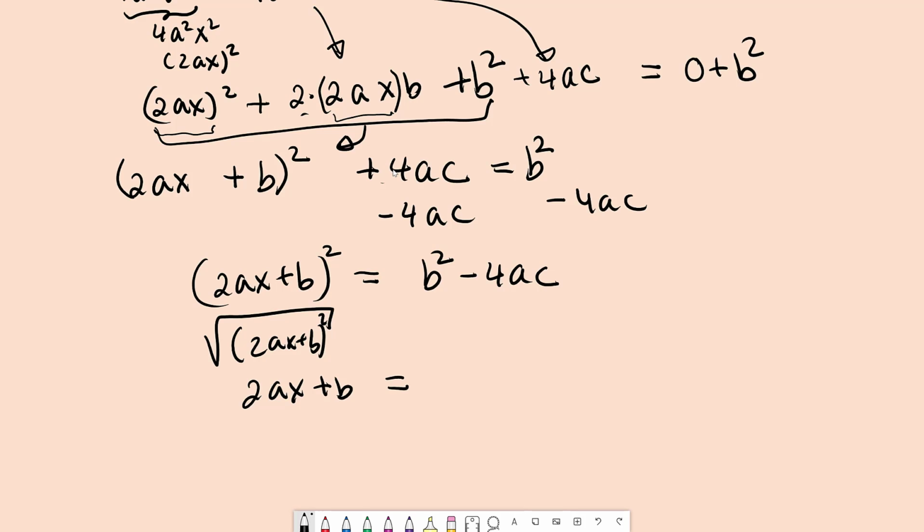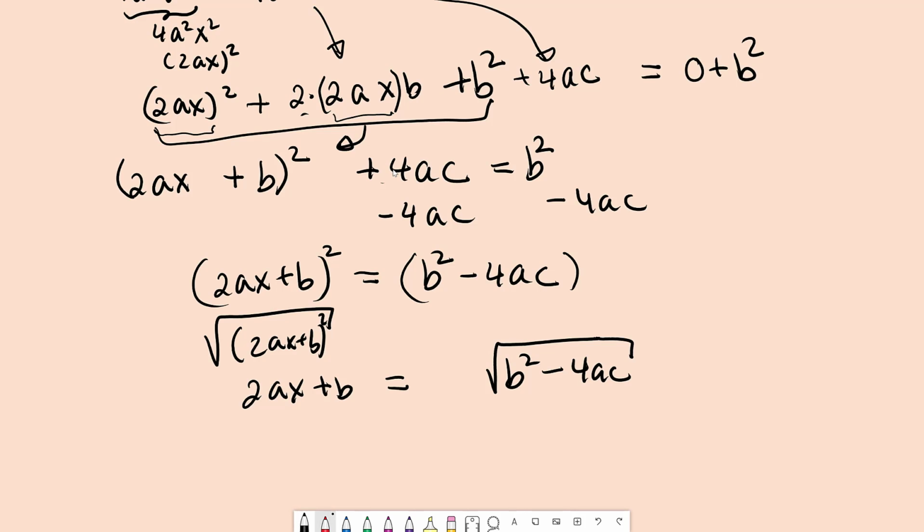On the other side, we're looking at the square root of b squared minus 4ac. We're not looking at the square root of b squared minus the square root of 4ac. We have to do the square root on the entire right side here, okay, as one unit. So it's as if we have parentheses on that side and we take the square root of whatever is inside the parentheses.